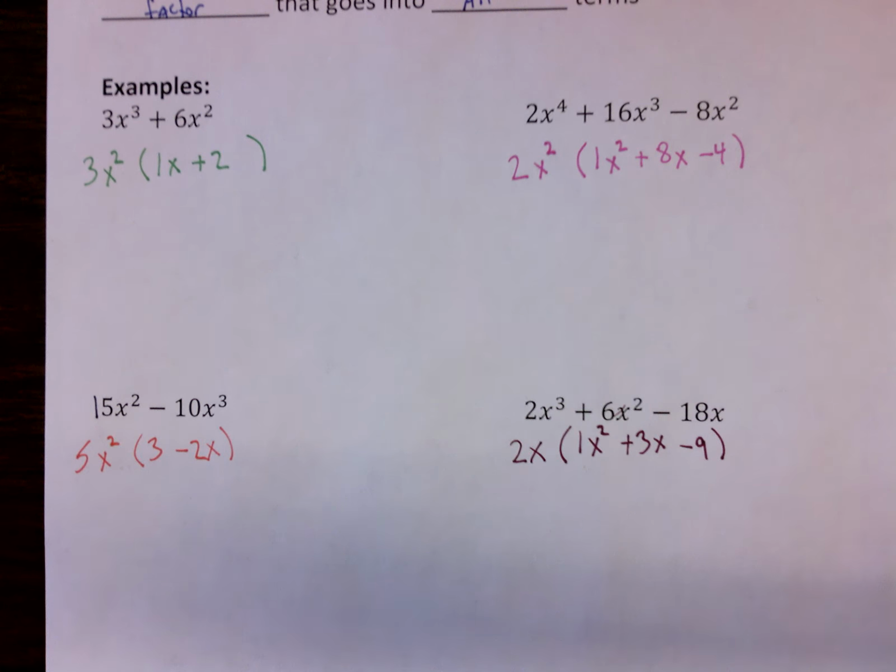Okay, so that is how we factor using a GCF. It's the greatest common factor. And remember, you can always double check your answers by doing a distributive property to make sure you ended up with the thing you started with.